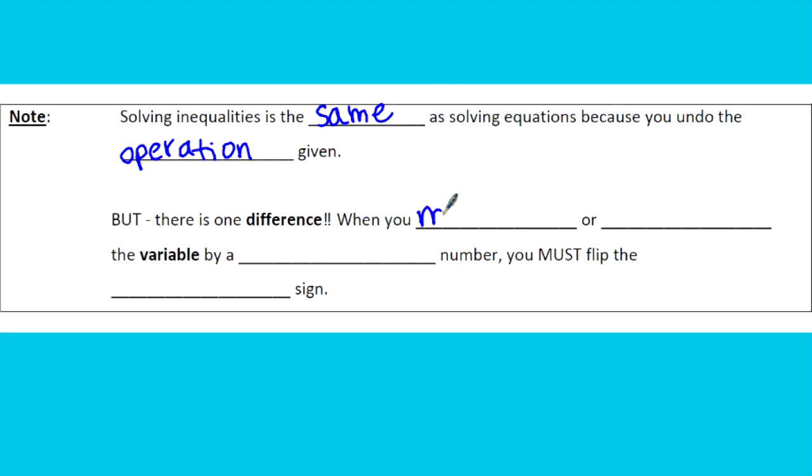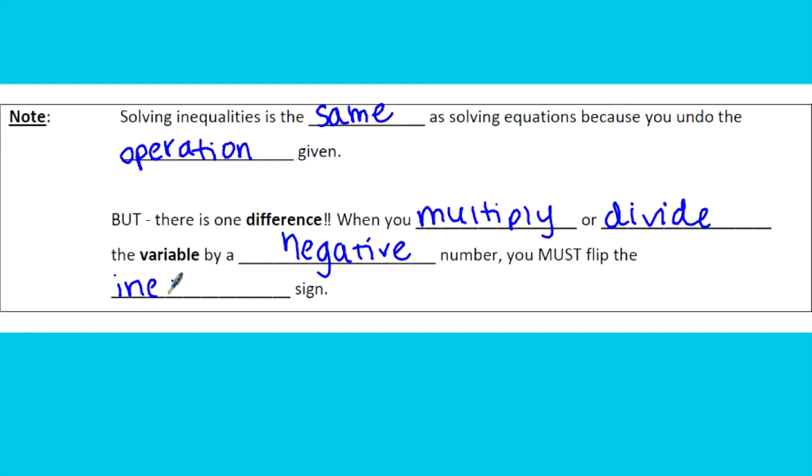When you multiply or divide the side with the variable by a negative number, you must flip the inequality sign. So fill in that rule, and then we'll do a few examples to show you what that means.